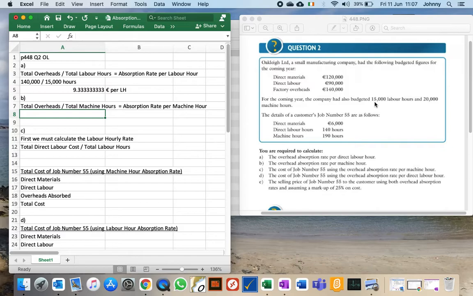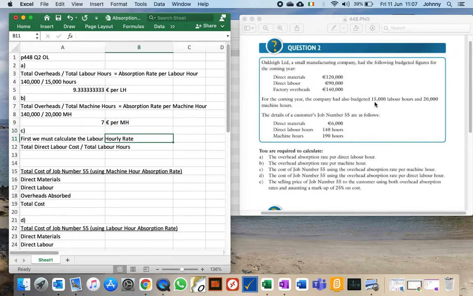So doing it per machine hour, it'll be 140,000 again. So that's the overheads, divided by the number of machine hours, which is 20,000 machine hours. So that means it's €7 per machine hour.